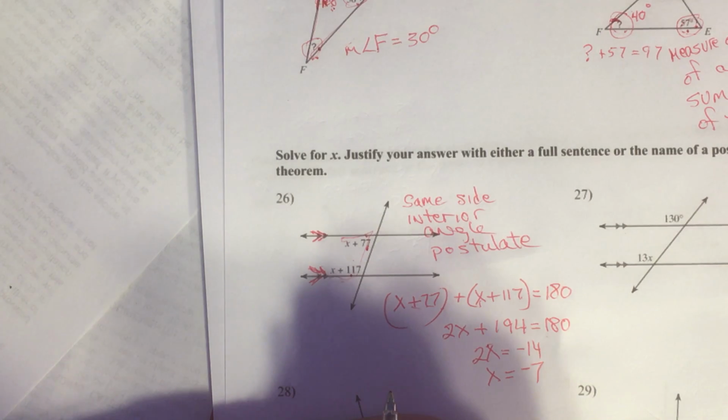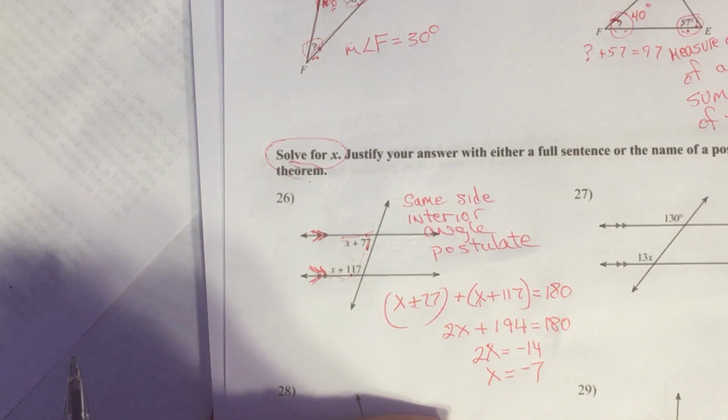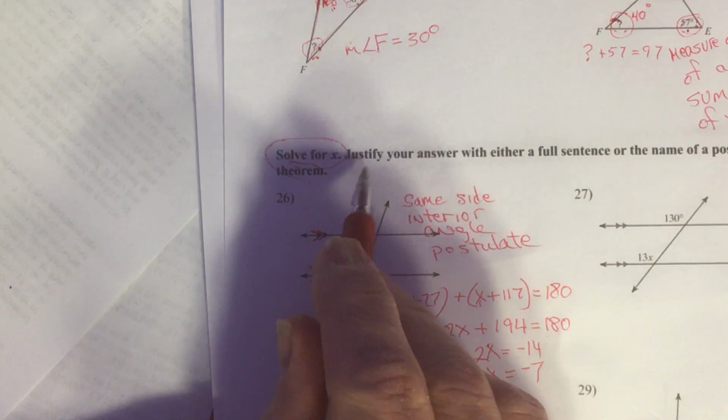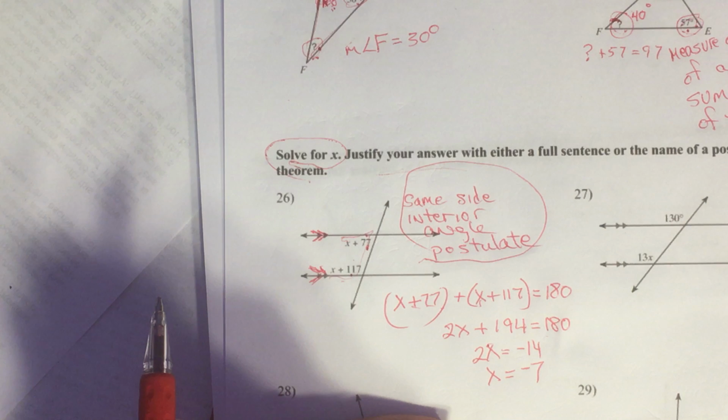Now, did it ask me for an angle measurement? No, it said solve for x. So I did. And I justified my answer with the name of a postulate. Okay, and you need both to get credit for this answer.